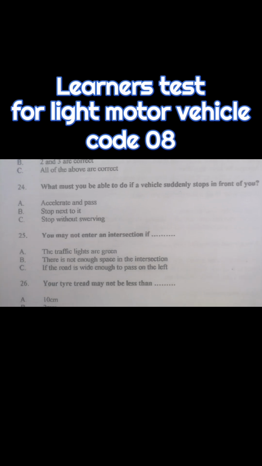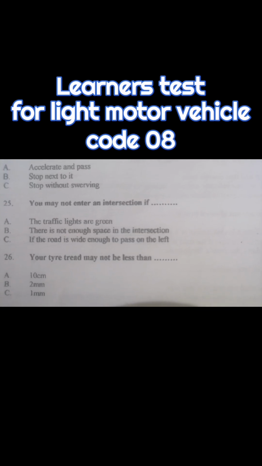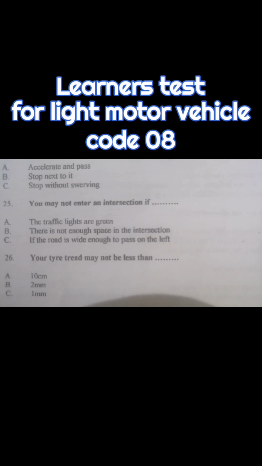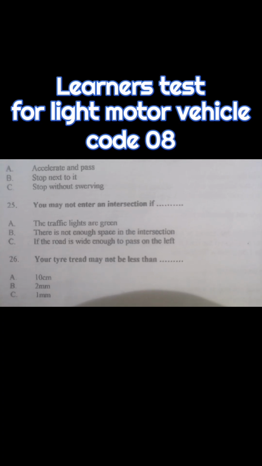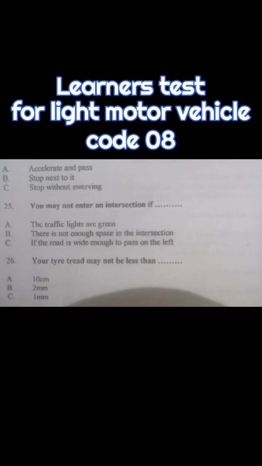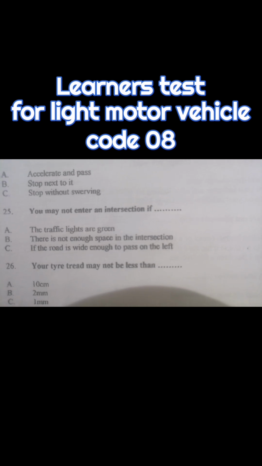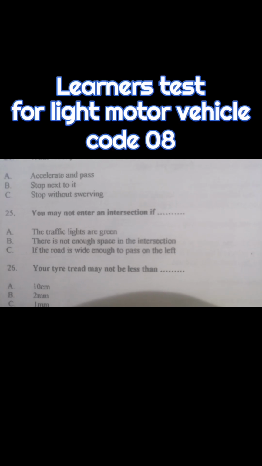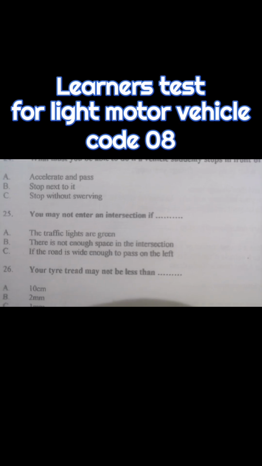Right, number 25. You may not enter an intersection if the traffic lights are green. You may not enter an intersection if there is not enough space in the intersection. You may not enter an intersection if the road is wide enough to pass on the left. What is the right one there? The right one is B. You may not enter an intersection if there is not enough space in the intersection. Does that make sense? Because where are you going to go? There's no space, there's no room for you. Okay, so that's a true statement. The answer is B.